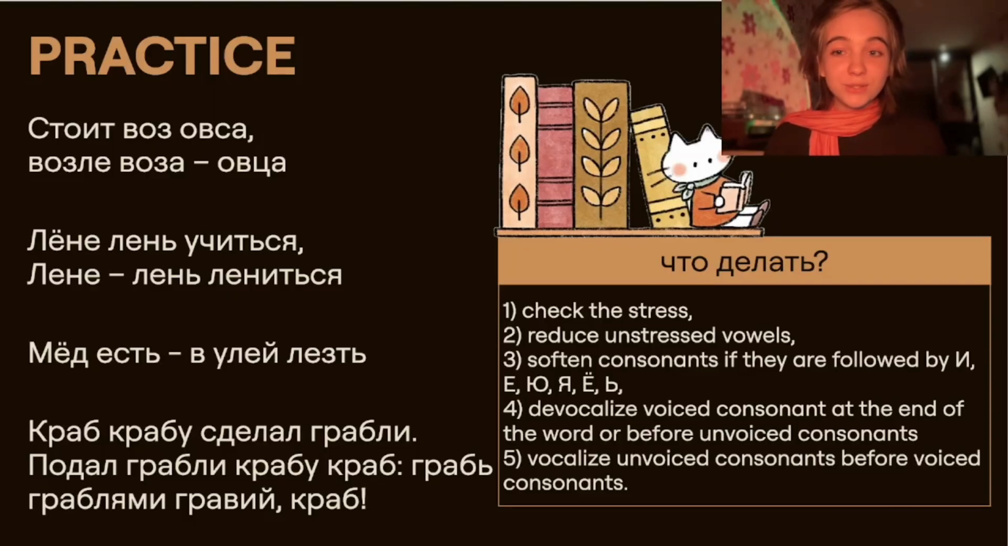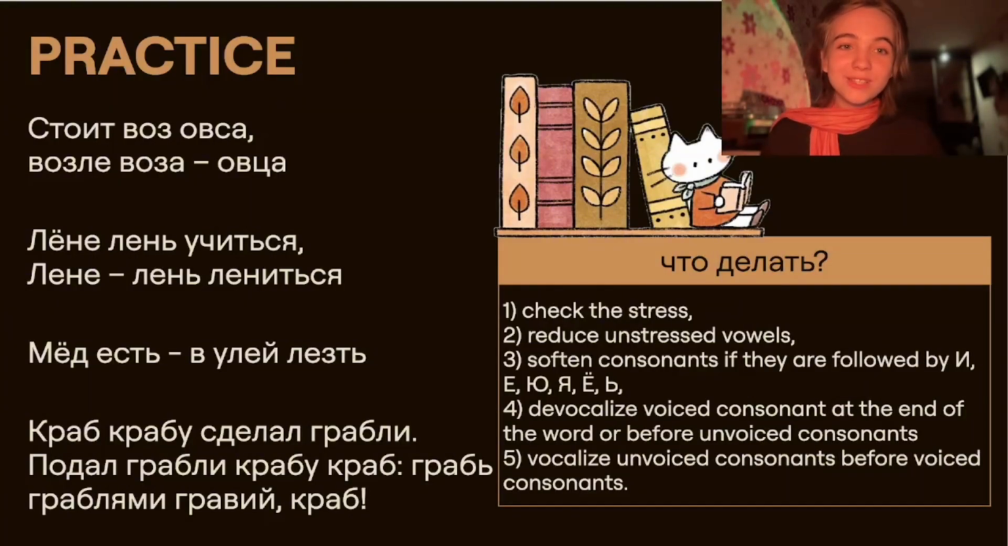The third tongue twister is мед есть, в улей лезть. Here we have a devoiced d at the end of the word мед. We don't say med with d, we say мет. And the same with лезть. Z becomes devoiced because of the following t, and we pronounce it as s. One more time. Мед есть, в улей лезть.